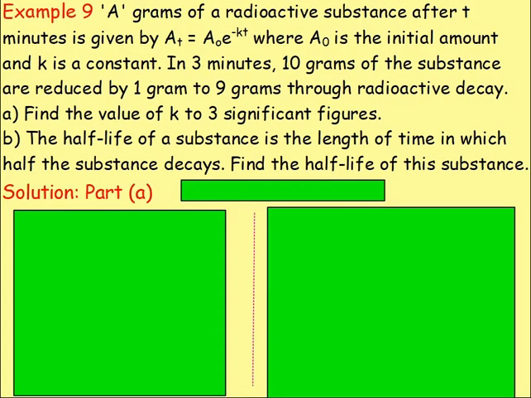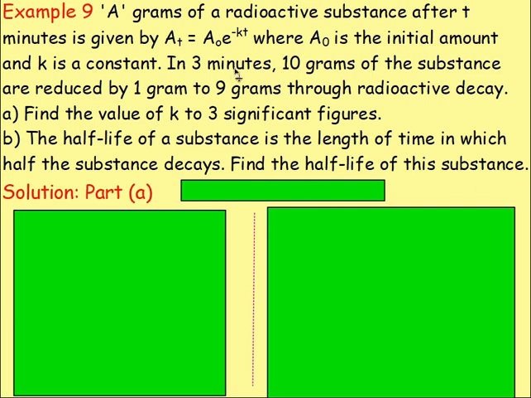Example 9. A grams of a radioactive substance after t minutes is given by A(t) equals A naught e to the power of negative kt, where A naught is the initial amount and k is a constant. In 3 minutes, the 10 grams of the substance are reduced by 1 gram to 9 grams through radioactive decay. First of all, part A, find the value of k to 3 significant figures. And for part B, another half-life question, the half-life of a substance is the length of time in which half of the substance decays. Find the half-life of this substance.